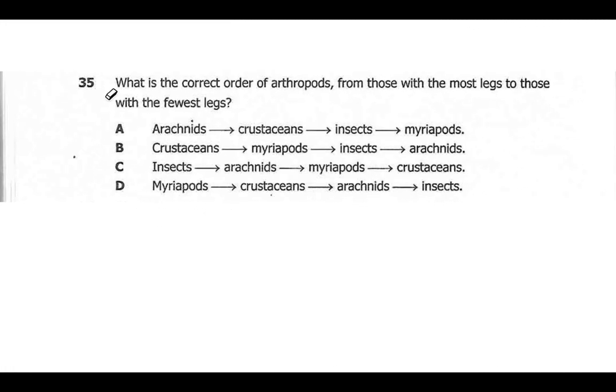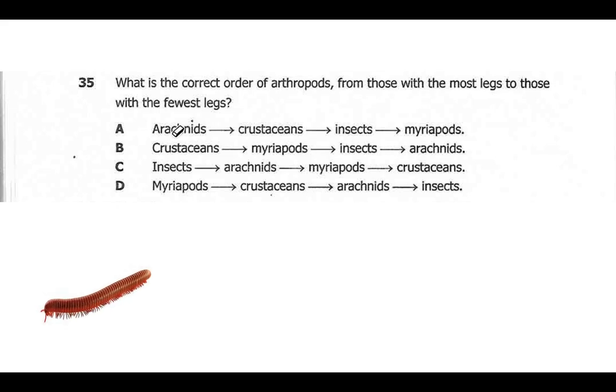And then now we can look at the question. This was a question from one sample examination paper, from 2019 November or 2019 July, where the examiner asked this question. Question 35: which is the correct order of arthropods from those with most legs to those with few legs? So we have to look at the number of legs.